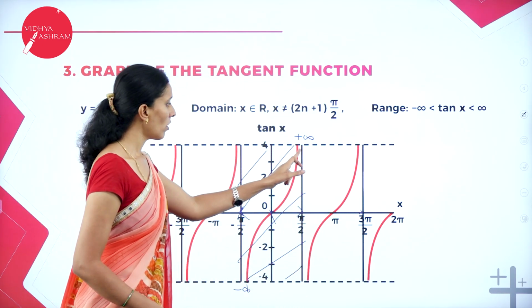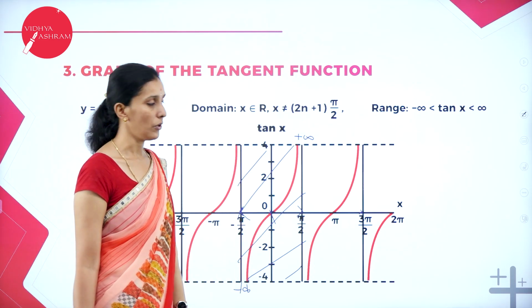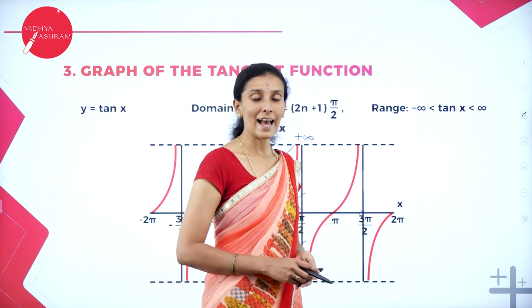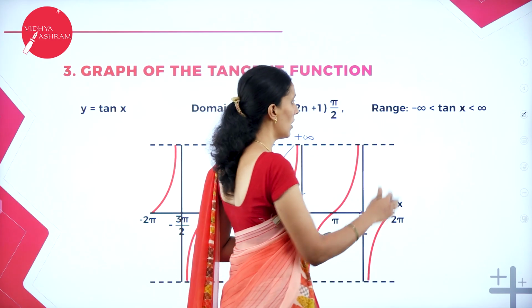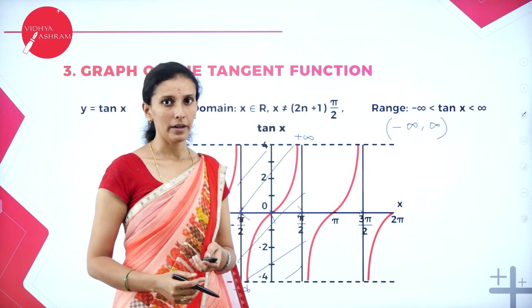And what is the range? See here, it goes on increasing. Here also it goes on decreasing. There is no exact bound. So therefore, the range of tan is from minus infinity to plus infinity. You can write it like this, which is nothing but the real numbers again.